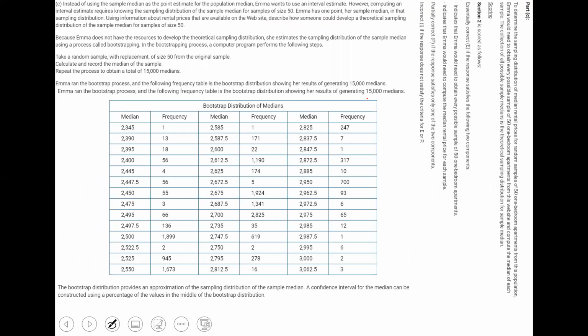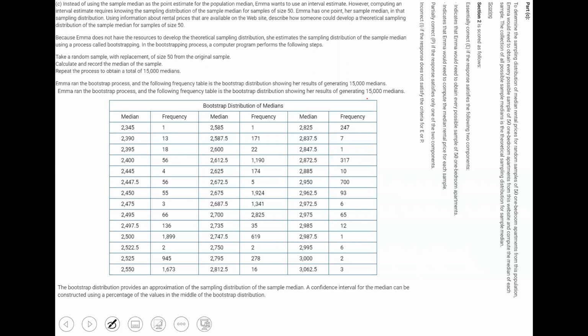Part C, instead of using the sample, okay, I get this question. This question wasn't very clearly written because the question kind of happens in the middle and then it carries on with something totally irrelevant for part C. So some of you really didn't know how to answer this question, and I think it's because you didn't know what the question was. All right, instead of using the sample median as the point estimate for the population median, Emma wants to use an interval estimate.